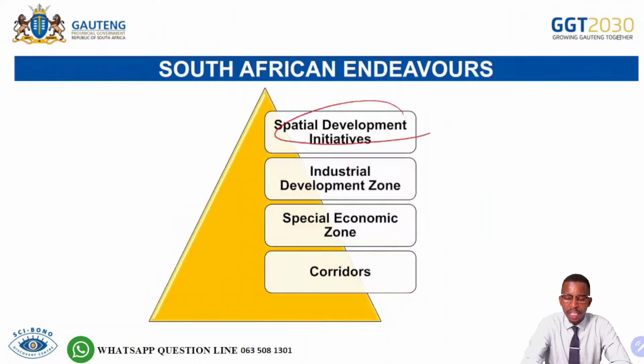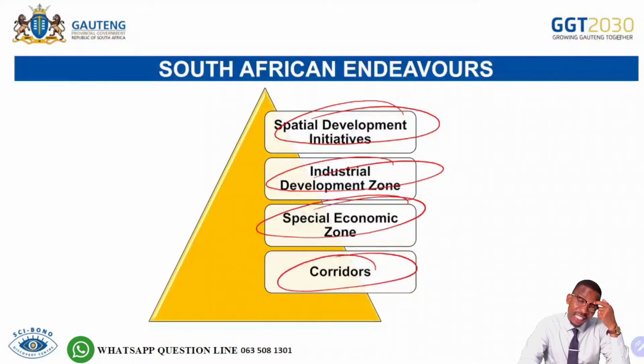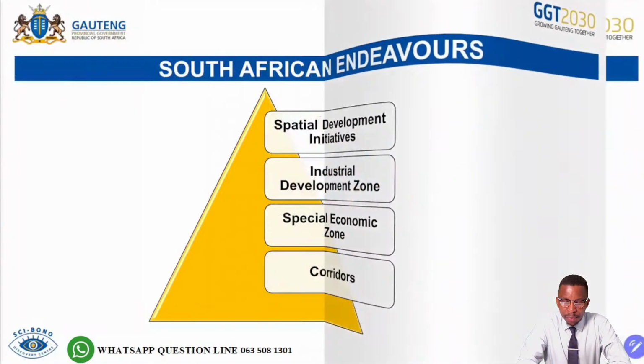We talk about Spatial Development Initiatives, SDIs, Industrial Development Zones, IDZ, Special Economic Zones, SEZ, as well as the corridors. Remember, this is an essay topic, it will be discussed in detail if ever it comes in Section C, or it can come as a part of Section B, even Section A. We saw in your today's SPA, we came across Special Economic Zones in your examination.